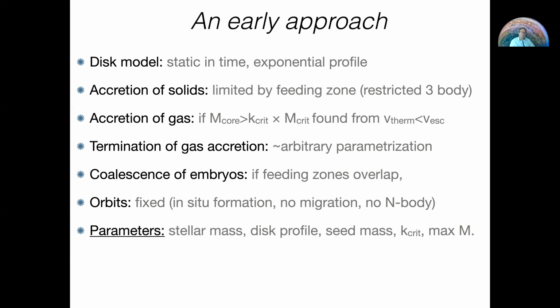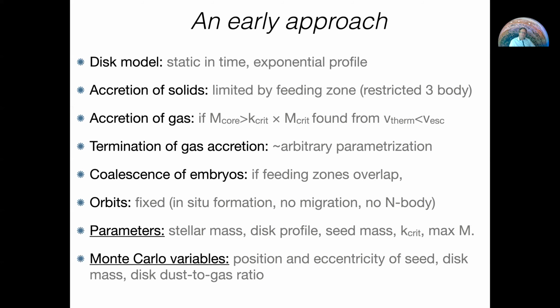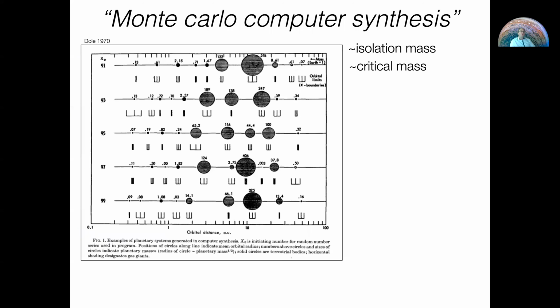And the most important parameters were the stellar mass, the disk profile, the seed mass, this k crit for the critical core mass, and also the maximum masses. And the Monte Carlo variables were the position and eccentricities of the initial seeds, the disk mass, the disk dust to gas ratio. And this is what he then found.